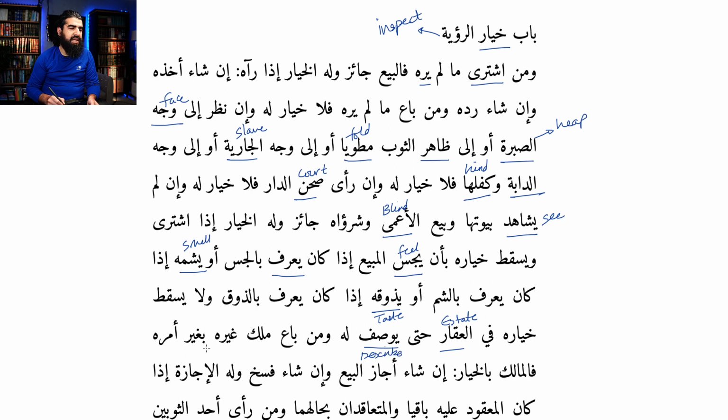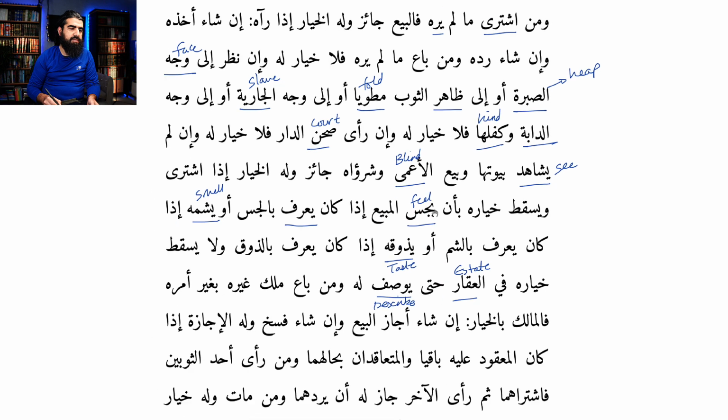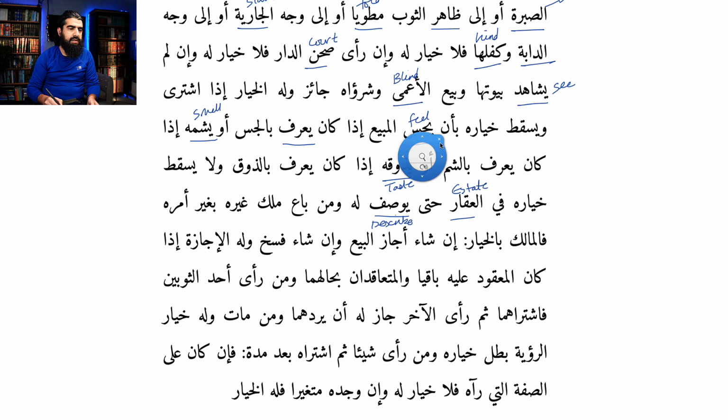من باع ملك غيره بغير أمره فالمالك بالخيار. Okay, let's move this up. Alright, so malik is the owner. This word has come before as well. إن شاء أجاز, أجاز to permit. وإن شاء فسخ, to void. وإجازة إذا كان المعقود عليه معقود, it means the item upon which the contract has been done. So the product, the goods. متعاقدين, the two contractors, the people who are doing the contract.